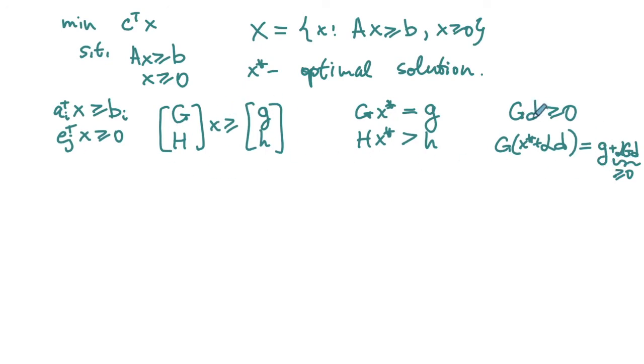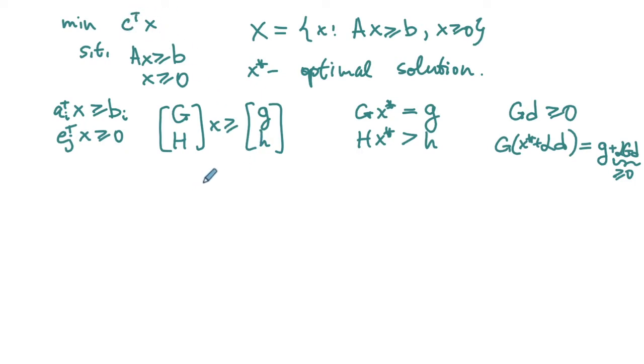And we can also easily show that if Gd is not greater than or equal to 0, then the direction d is not going to be feasible at the point x star. So all feasible directions at x star are described by d's such that Gd is greater than or equal to 0. So now the fact that x star is an optimal solution, as we said, means that for any feasible direction, the objective cannot decrease.